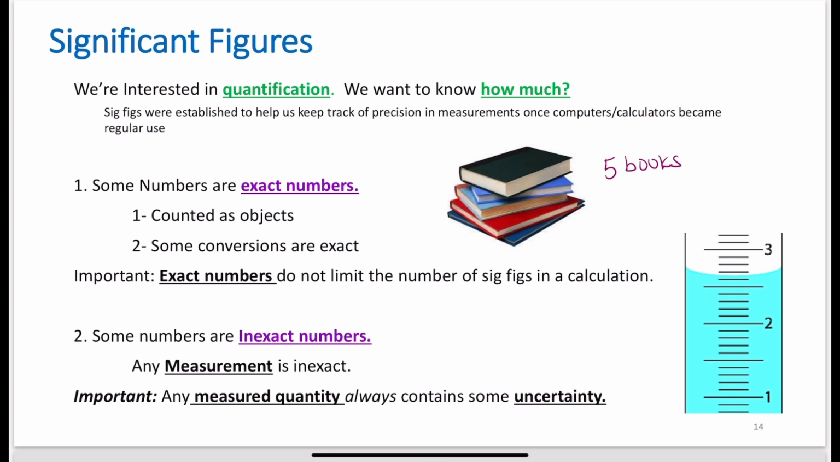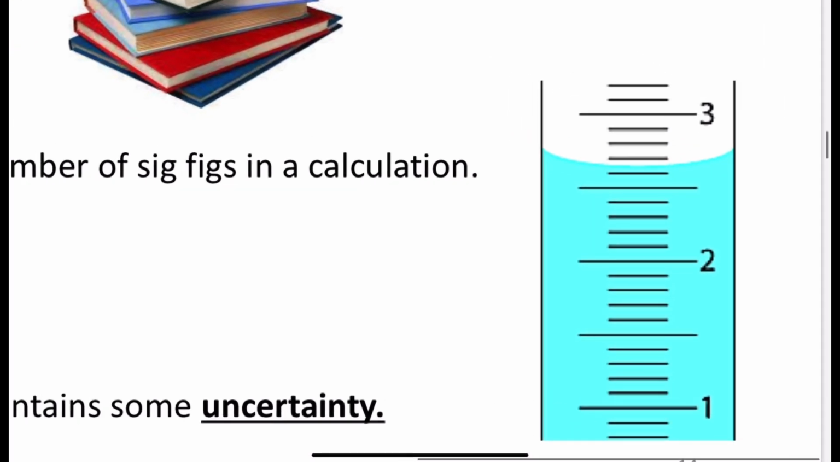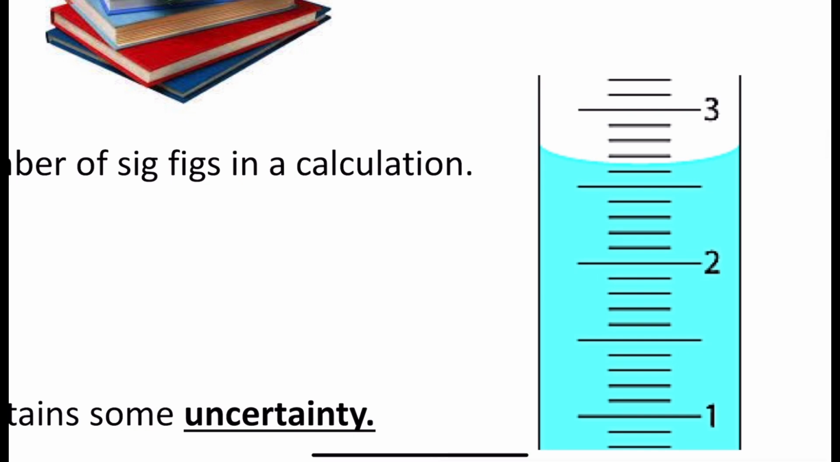Some numbers are inexact numbers. Any measurement you make is inexact because you are estimating your last digit. So any measured quantity always contains some uncertainty. Again, looking at the graduated cylinder here, let's assume this is on the milliliter scale. I can say with confidence that I have greater than 2 mL and less than 3 mL of liquid in here.